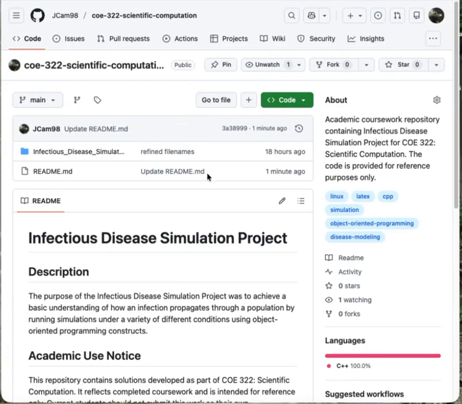This repository houses programming solutions for an infectious disease simulation project that was developed using C++ and a Linux development environment. The purpose of this project was to achieve a basic understanding of how an infection propagates through a population by running simulations under a variety of different conditions using object-oriented programming constructs.